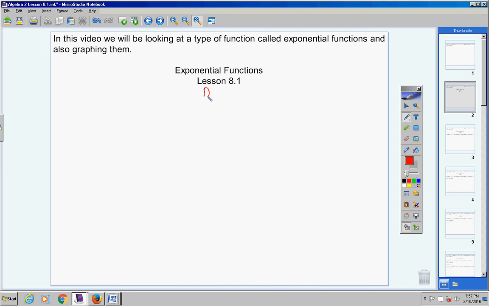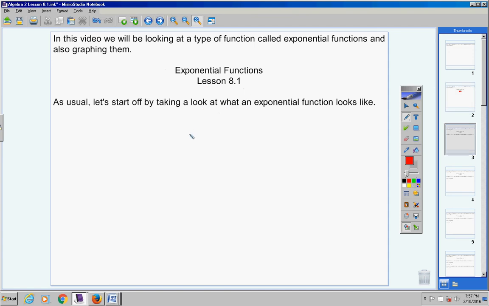I would include today's date so that your notes are organized. Your heading is Exponential Functions, Lesson 8.1, and be sure and include today's date. Okay? Exponential Functions, Lesson 8.1, and be sure and include today's date. Now, here we go. If I go too fast, just pause the video.